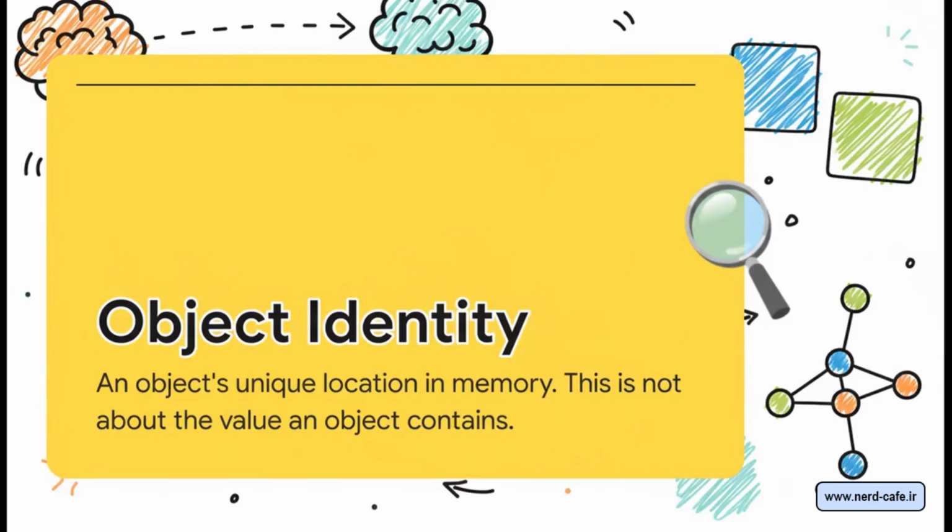So the secret to cracking this case is something called object identity. Here's the deal. Every single thing you create in Python, a list, a number, anything, gets a unique address in your computer's memory. It's like a house's street address. The important thing to get here is that identity is not about what's inside the house, the value. It's about whether two names point to the very same physical address.